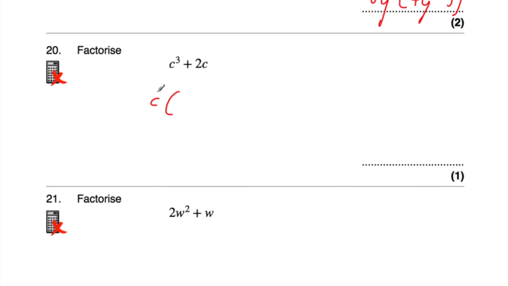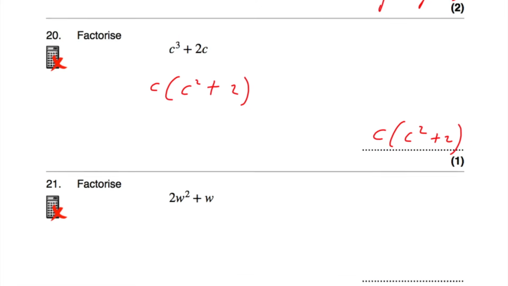So c cubed divided by c, well, c cubed is c times c times c. If we divide that by c, we'd just be left with c squared because we've got c times c. And let's just check that. C times c squared would be c cubed. And then we've got plus, and then we had 2c. We've divided it by c, or we're taking the c out, so we'd just be left with 2. So the answer would be c, open brackets, c squared plus 2. And that's it. And we can check our answer. C times c squared is c cubed, and c times 2 is 2c. And that's it. Okay, let's have a look at question number 21.